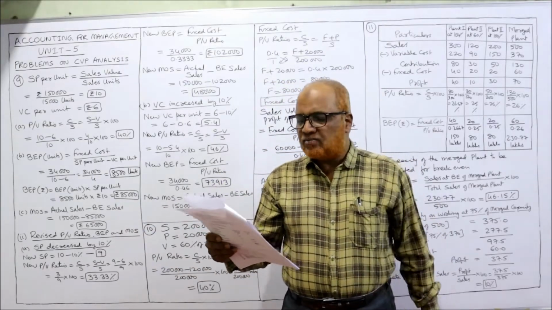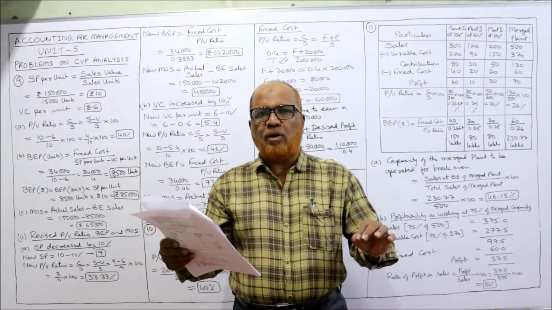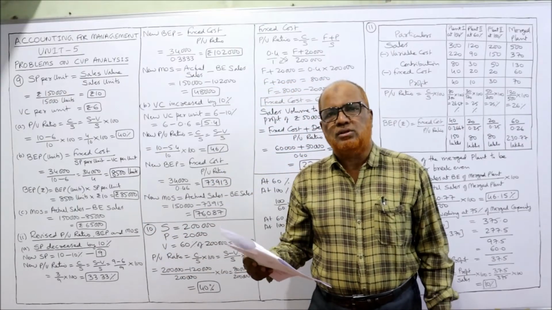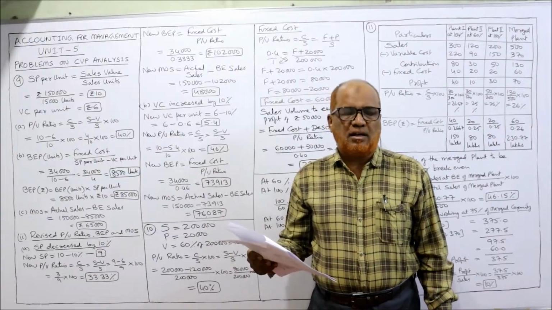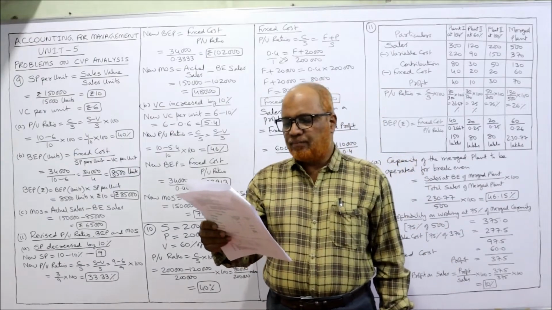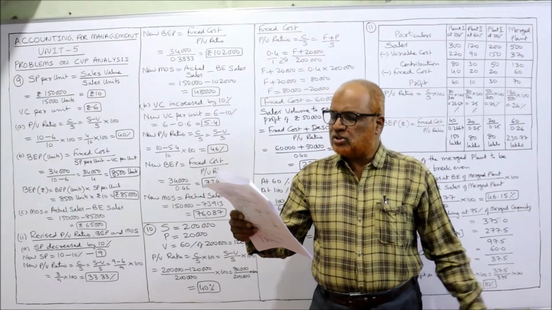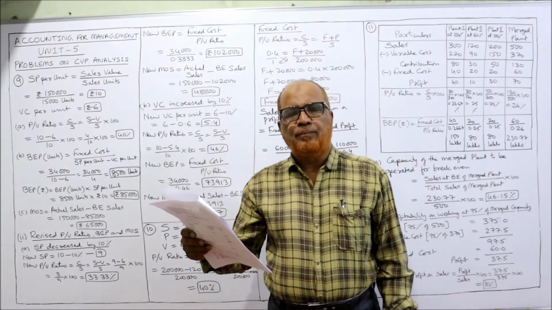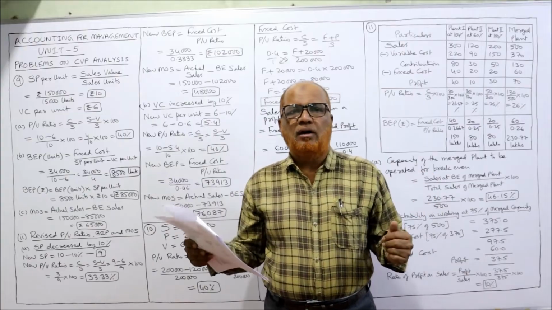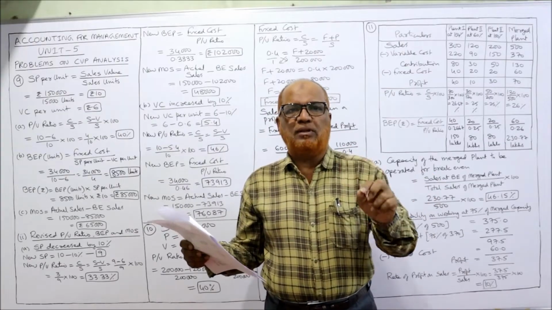Here total sales value is given as 1,50,000 and the number of units is given as 15,000, so we can calculate the selling price per unit. Then you are required to find out PV ratio, BP and MOS. Very easily we can find out all three. In the previous problems we have applied the formulas. The only thing is you have to remember the formula.